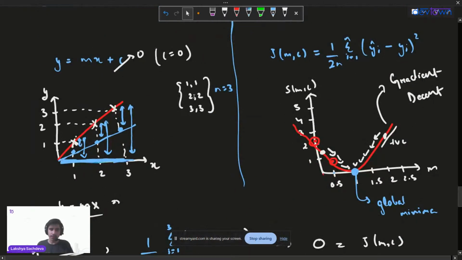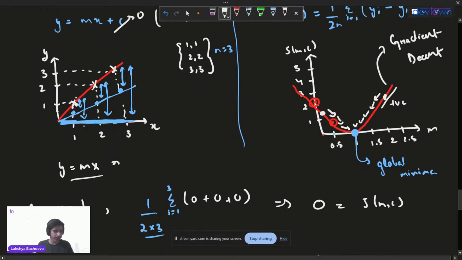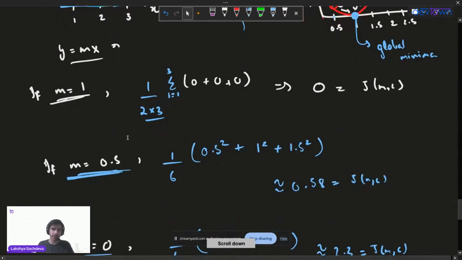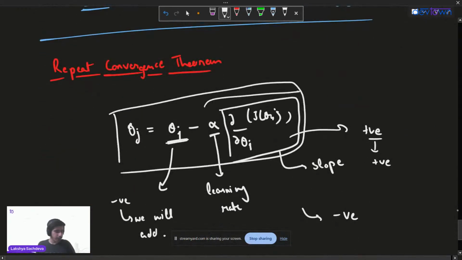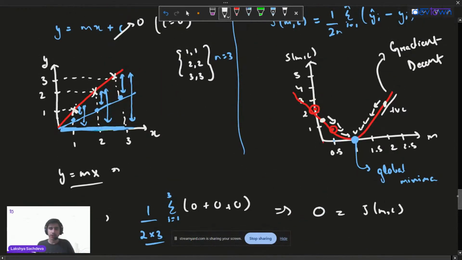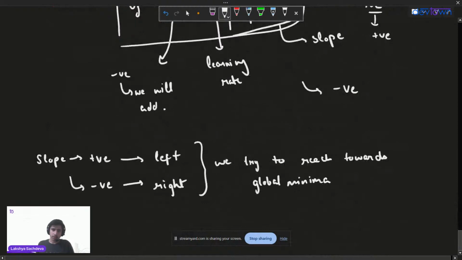Then we have seen how we can make the gradient descent with the help of the best fit line. We have taken many values, like m equal to 1, m equal to 2, m equal to 0.5 and 0, and we have seen how we can plot this cost function. Then with the help of the repeat convergence theorem and this formula, we saw how we can try to reach the global minima. So this is the whole mathematical intuition behind linear regression.